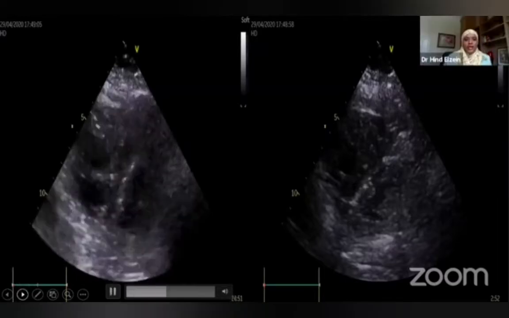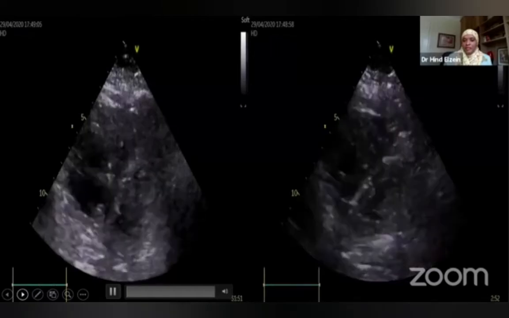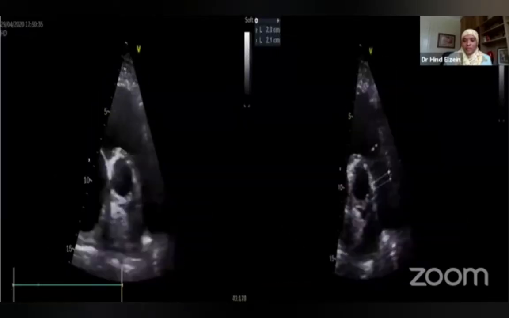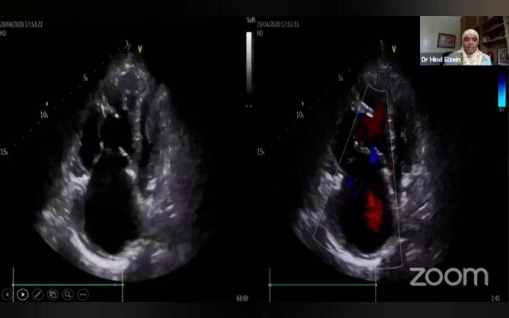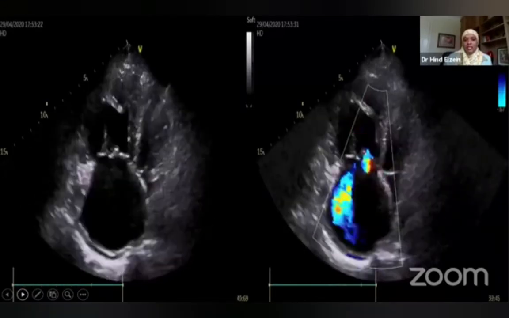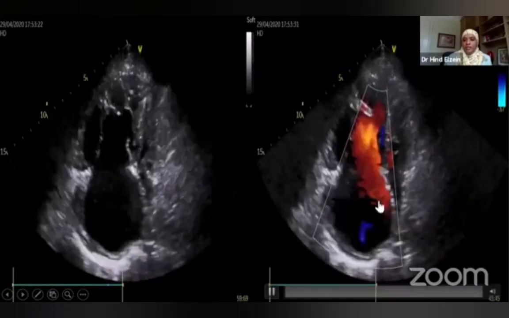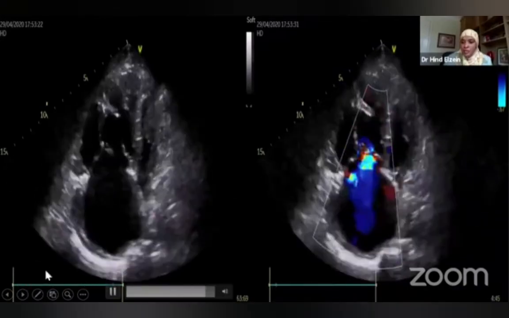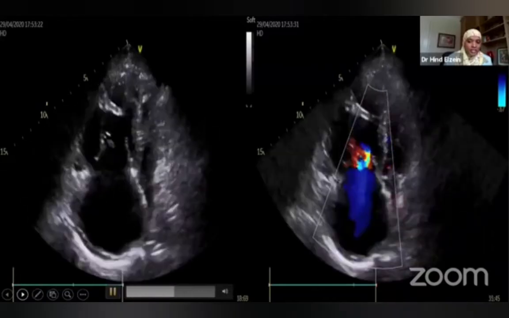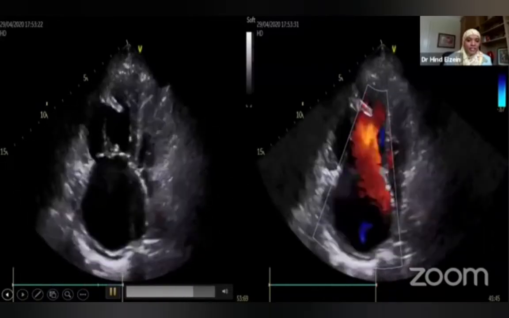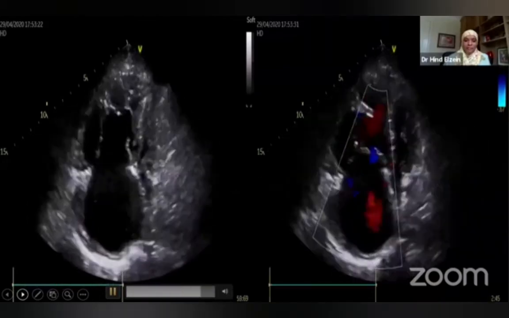Okay, so I agree with all the comments given by Dr. Abdallah and Dr. Safa, and this is obviously a massively enlarged right heart with a severe tricuspid regurgitation. I would quickly repeat what I've said.